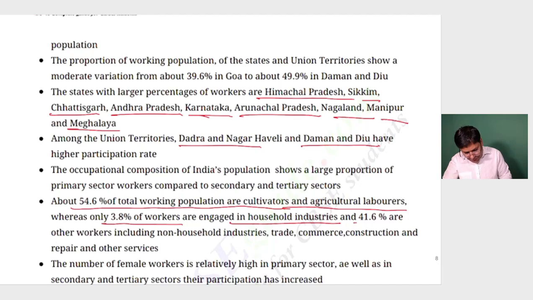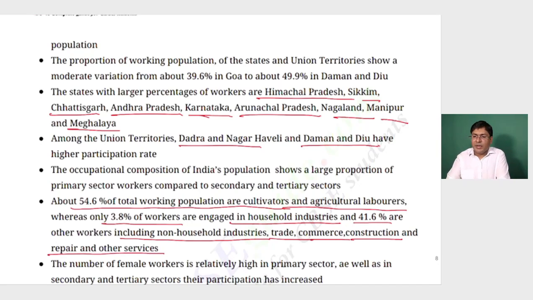इसके अलावा 41.6% हैं जो कि नॉन हाउस होल्ड इंडस्ट्री, ट्रेड, कॉमर्स, कंस्ट्रक्शन, रिपेयर एंड द अदर सर्विसेज. इसमें 3.8 तो जो घर में ही छोटी छोटी इंडस्ट्री चलाते हैं उसके अंदर एंगेज है, और उसके अलावा 41.6% जो वर्कर्स हैं वह दे आर इन द लार्ज इंडस्ट्रीज, ट्रेड, कॉमर्स, कंस्ट्रक्शन, रिपेयर एंड अदर वर्क में एंगेज है.